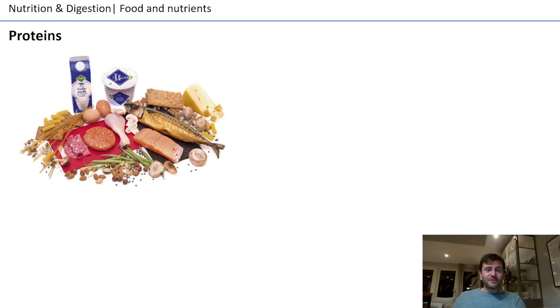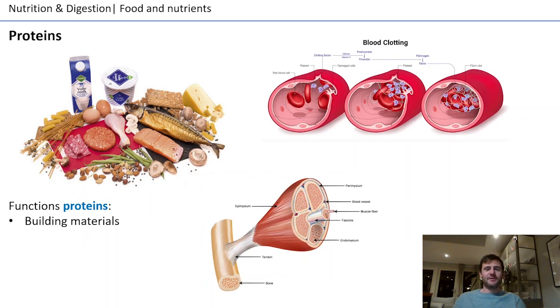Now let's move on to proteins. Here are some foods rich in protein. Proteins act as building materials. About 20% of your muscles are made of protein, but protein also helps with blood clotting. Fibrin, which is essential for clotting, is a protein, for example.